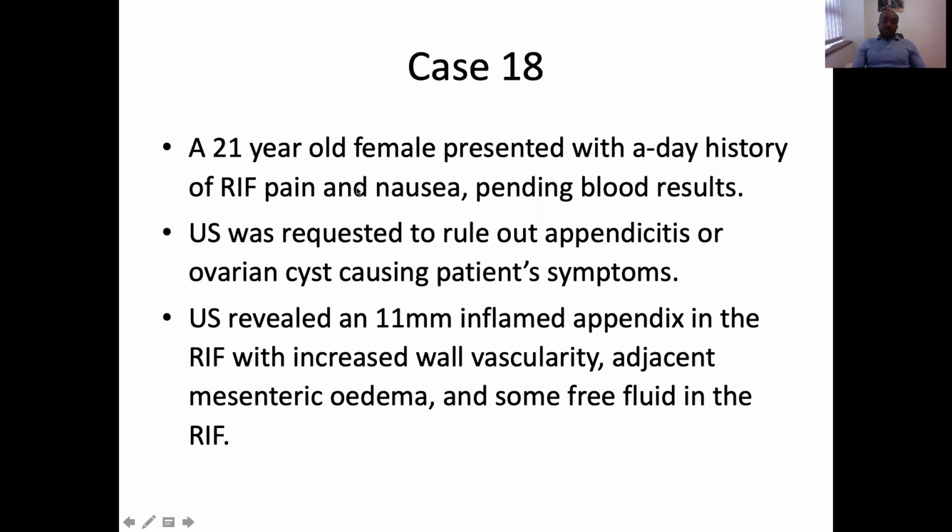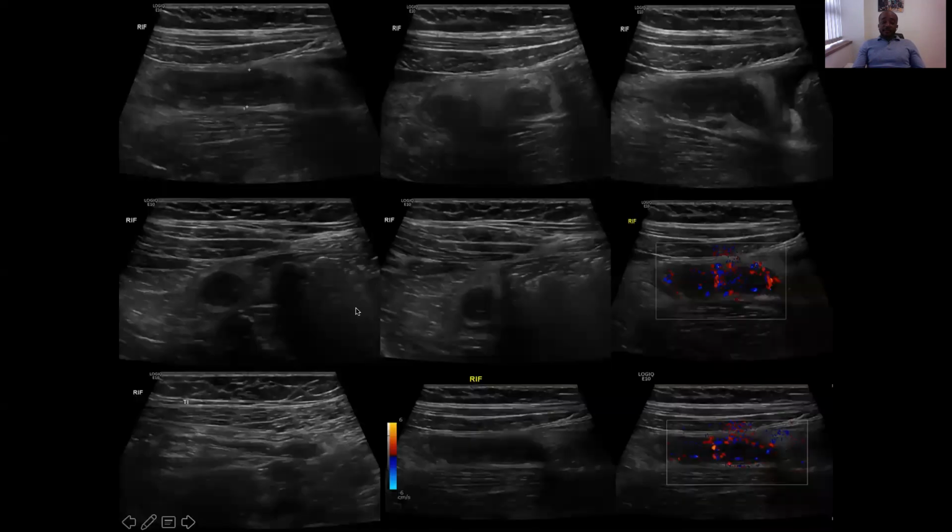So case 18 is a case of a 21-year-old female who presented with a day's history of right iliac fossa pain and nausea, and blood results were pending. So an ultrasound was carried out to rule out appendicitis or ovarian cyst causing the patient's symptoms. Now, when the ultrasound was carried out, it revealed an 11 millimeter inflamed appendix in the right iliac fossa with increased wall vascularity, and there was adjacent mesenteric edema and some free fluid in the right iliac fossa.